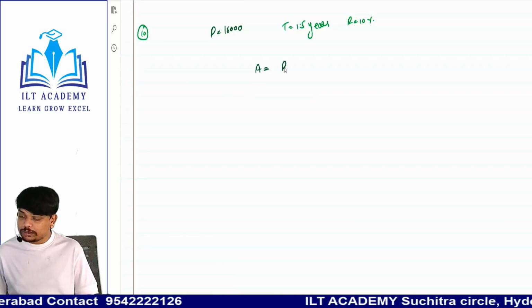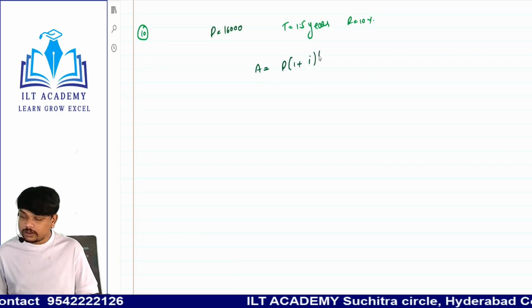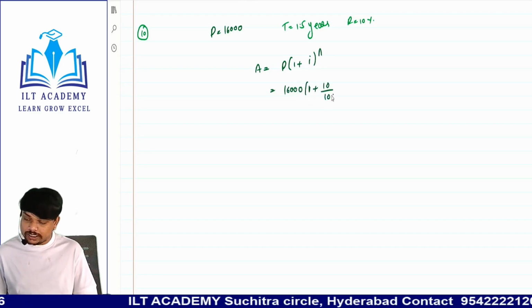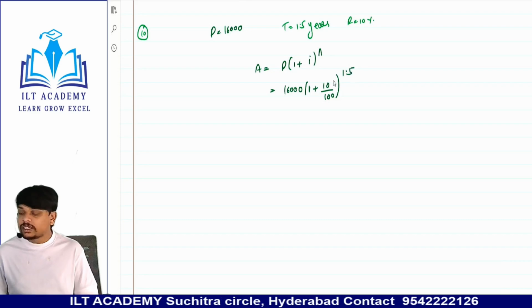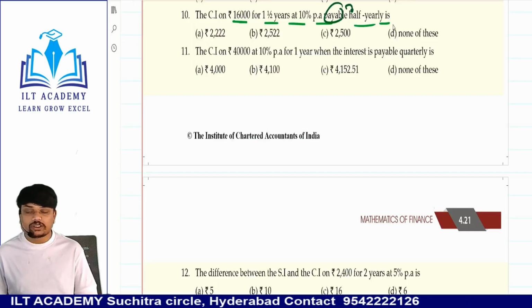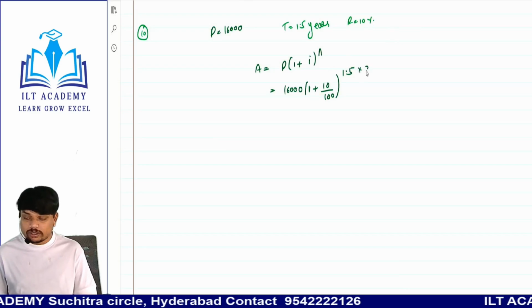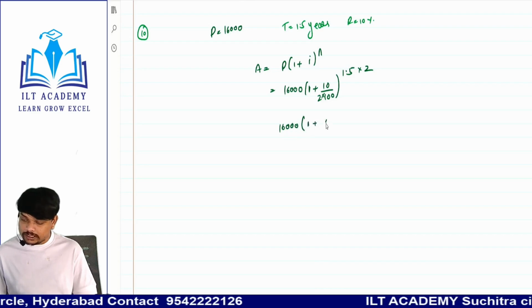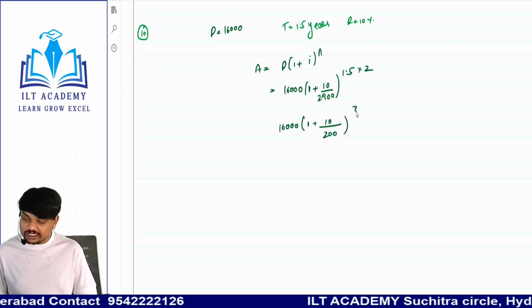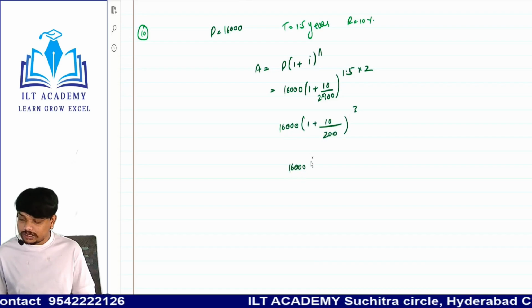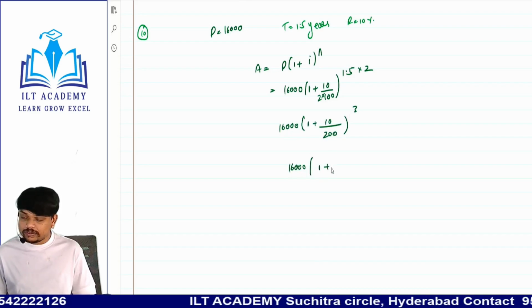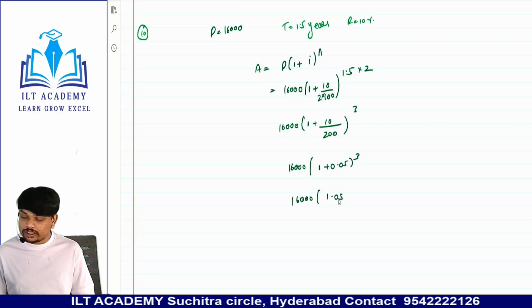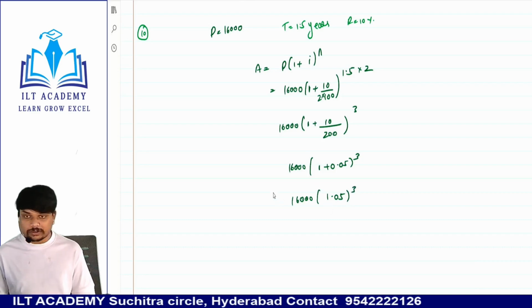So amount is equal to P into (1 plus I) whole power n, which is 16,000 into (1 plus 10 upon 100) whole power time, 1.5. Now in the question they are telling payable half yearly. Payable half yearly means how many times do we compound? 2 times. So 16,000 into (1 plus 10 divided by 200) whole power 3. That is 0.05, whole cube. So 16,000 into 1.05 whole cube.